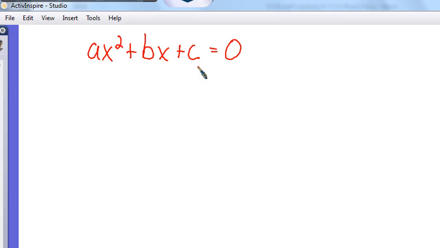Okay, so we'll start with it equal to 0. It's got to start off that way. If it equals 5, subtract 5 from both sides, and the right side's 0 now. And now whatever that is minus 5 is what it is. Right? So we can make them all look like that, equal to 0.